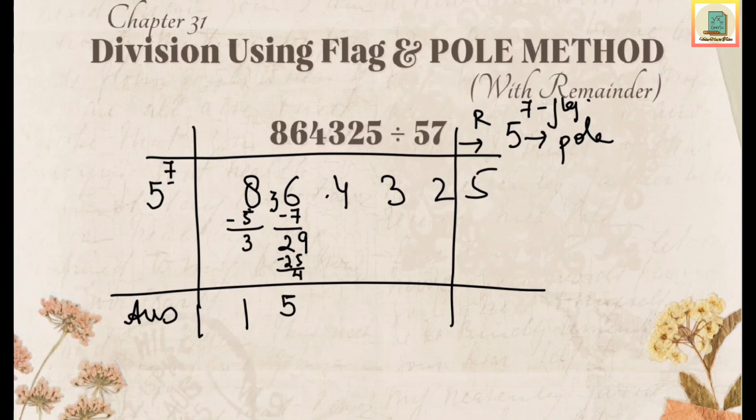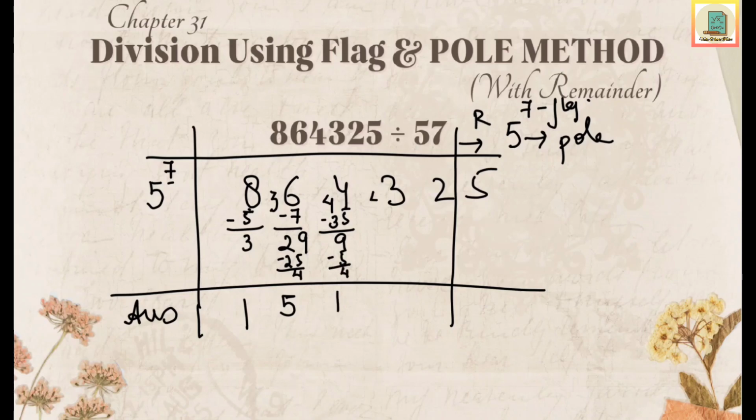Now 4 will go over here. Now this 5 will be multiplied with the flag, that is 7. So 5 7s are 35. So minus 35 over here. We get 9 as the next divisor. Now again it's going by 1. So 1 5s are 5. Now we get 4 as the remainder.